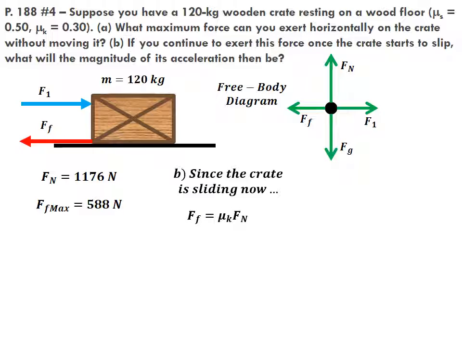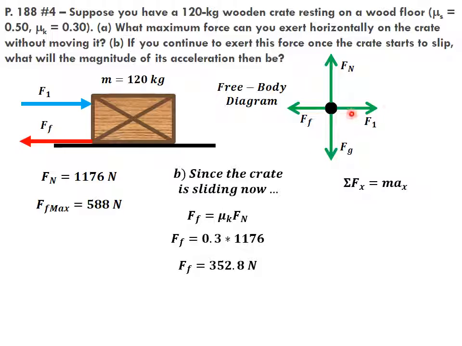Now we have kinetic friction because it's sliding. As it's sliding, we get force of friction equals coefficient of kinetic friction times normal force. So we get force of friction equals 0.3 times 1176. That means our force of friction is going to be equal to 352.8 newtons.